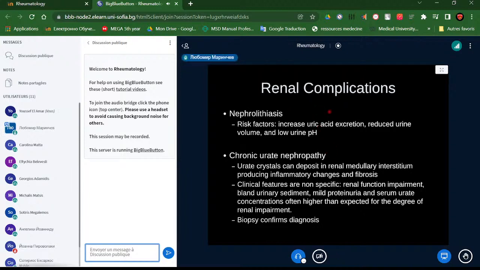Very often you'll face renal complications, especially nephrolithiasis and chronic urate nephropathy. Both of them are very important renal complications of gout.